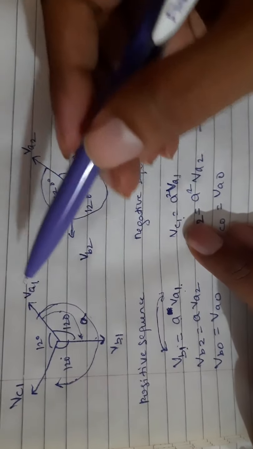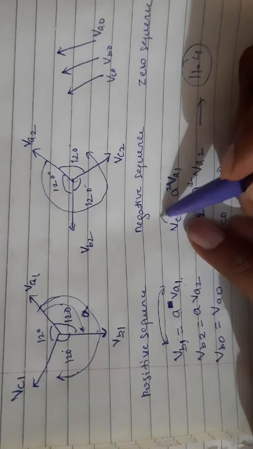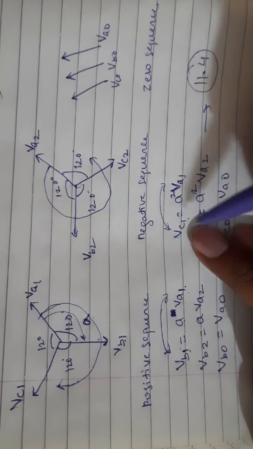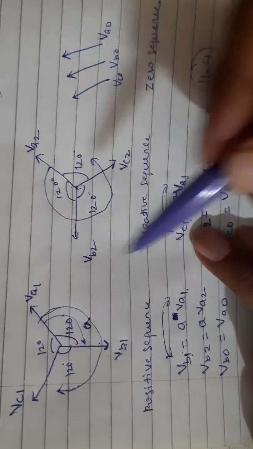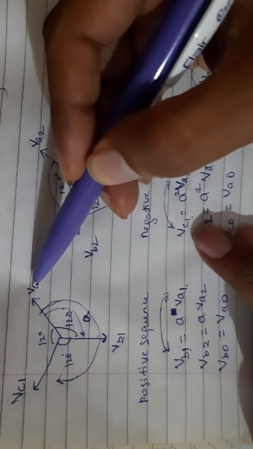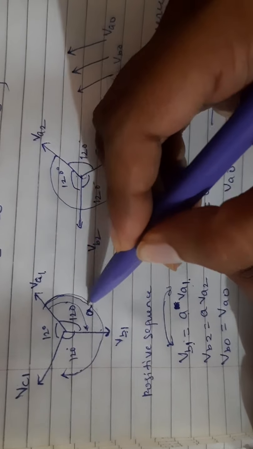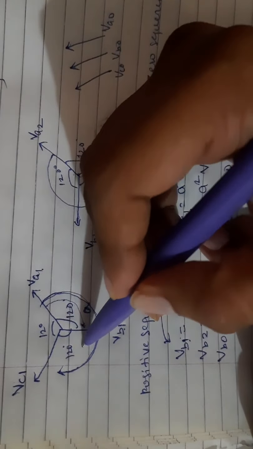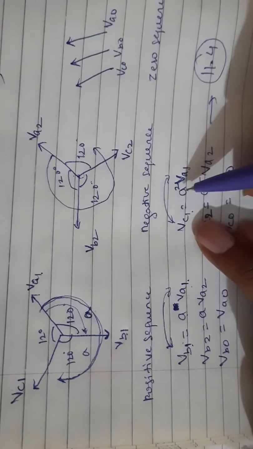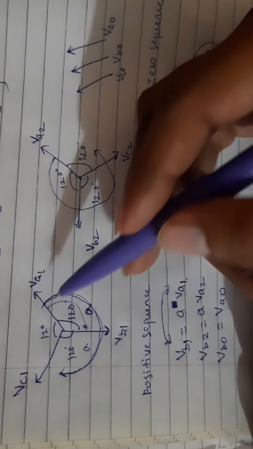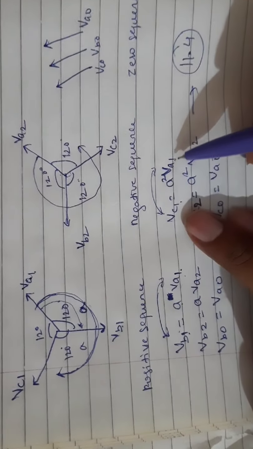This is how it is moving. What is the relation between VC1 and VA1? This is VA1, and this is VC1. So it is moving clockwise. This is a, and another one it is a. So VC1 is nothing but a squared VA1.